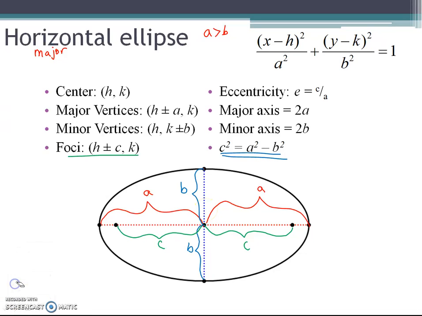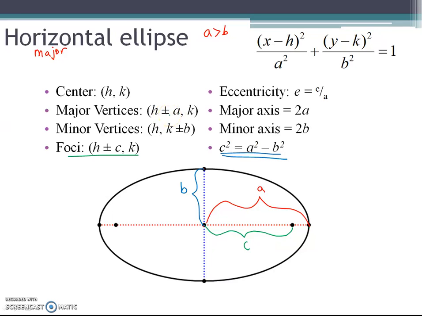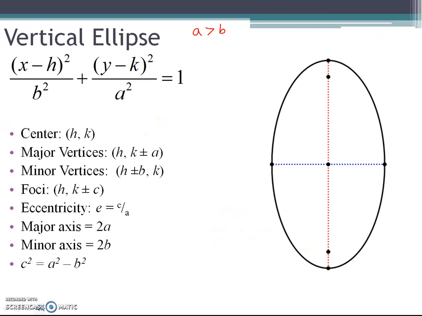So to keep it a little cleaner looking, I'm going to delete this side and the bottom just to generalize. The distance from the center to the focus is c. The distance from the center to the major vertex is a, and the distance from the center to the minor vertex is b. The same thing holds true for a vertical ellipse. Just notice some of the values switch places in the formulas. So for instance, you're adding the a to the y coordinate of the center, whereas in this one you added it to the x. That just represents the differences between things being oriented vertically and things being oriented horizontally.